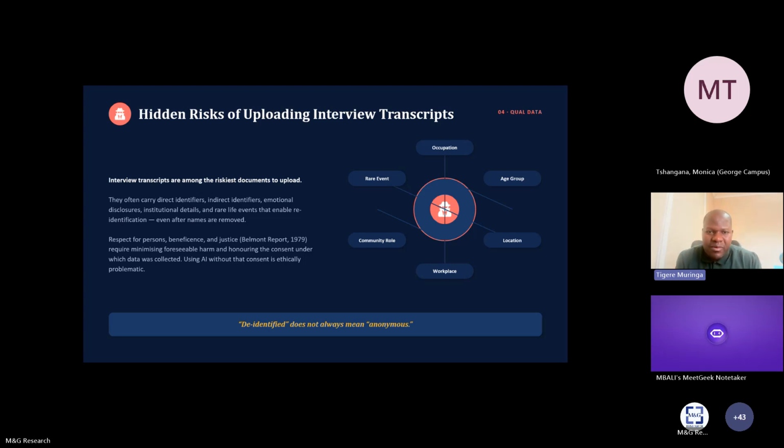Right. So even when names are removed, participants may still be identifiable through occupation, their community, age, migration status, their workplace, political experience, or a real life event. So what are we saying? We're saying research ethics requires respect for persons, beneficence and justice. And what this means is that researchers must therefore take a proactive stance to minimize foreseeable harm and honor the consent conditions under which the data was collected.